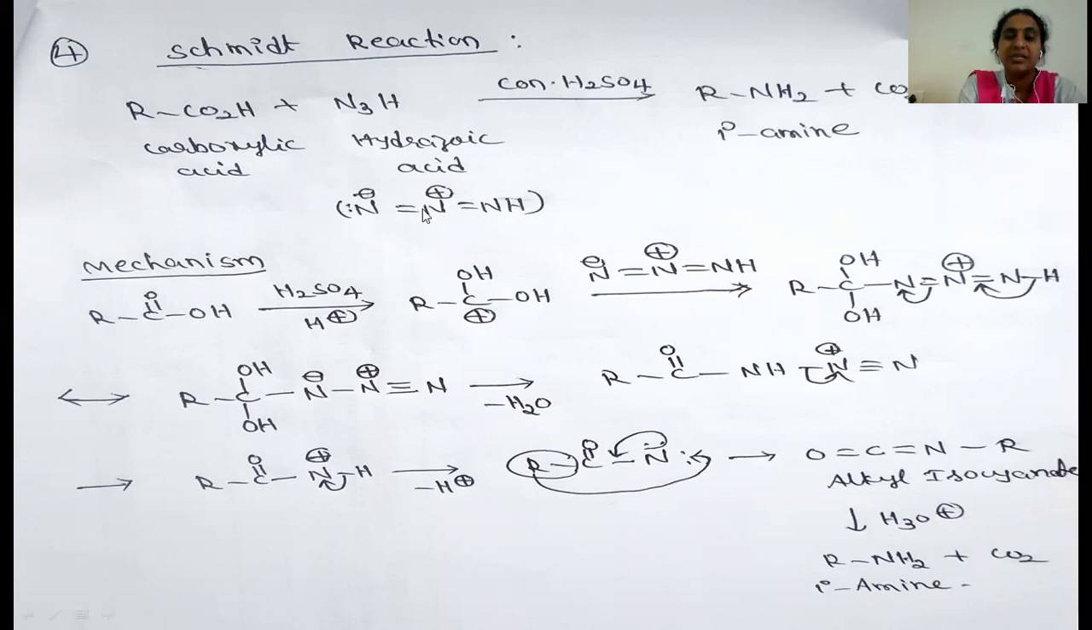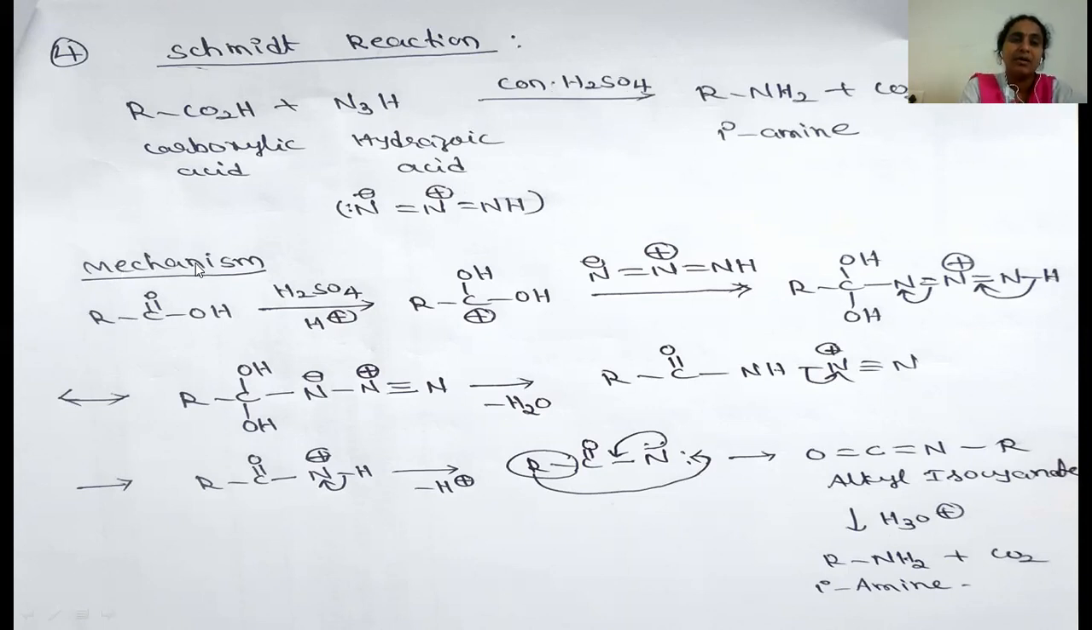Whereas this nitrogen has a total of 4 bonds, hence it has one positive charge. This nitrogen has 2 bonds here and one bond here, hence no charge, but this nitrogen also has one lone pair of electrons. So this is the structure of hydrazoic acid. This carboxylic acid, when it reacts with hydrazoic acid in the presence of concentrated H2SO4, produces the primary amines. The byproducts are carbon dioxide and nitrogen.